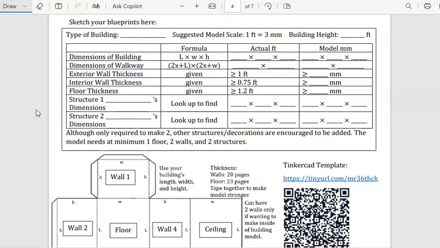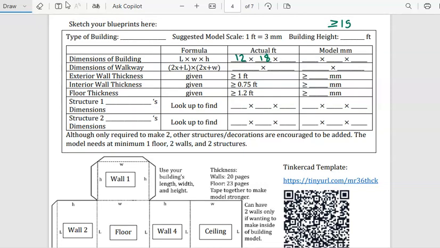For the suggested model scale, we're going to have 1 foot equals 3 millimeters. And then the building height, you'll come up with a number here, something bigger than 15. Alright, the dimensions of the building, we have length times width times height. So the length was 12, the width was 18. And then the height, I'm just going to say that it's 15 for mine.